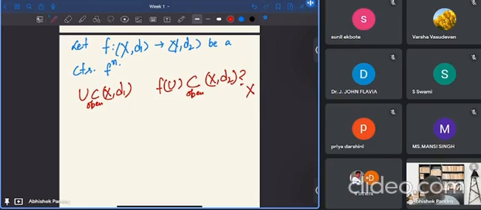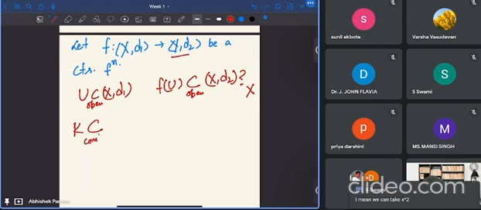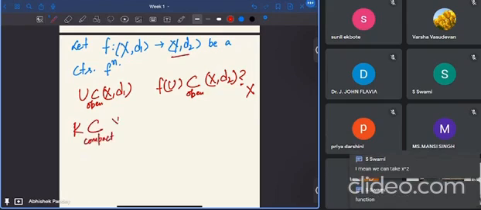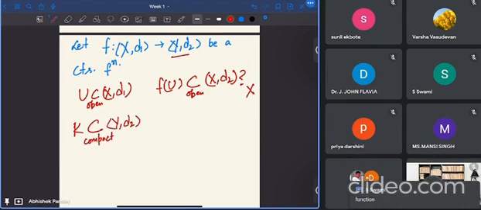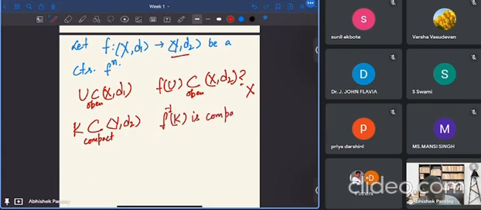Now the next option is, obviously, suppose K is compact in (Y, d2). So can we say that f inverse of K is again compact? Can we say this thing? Yeah, exactly. So not necessarily. Why?